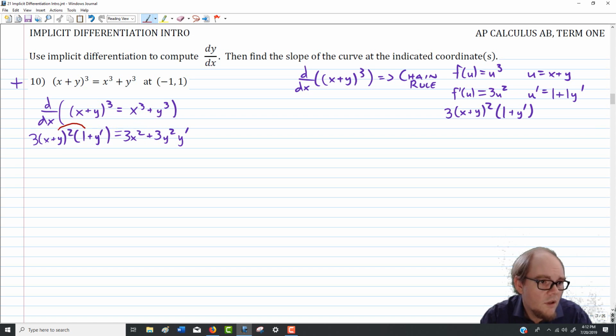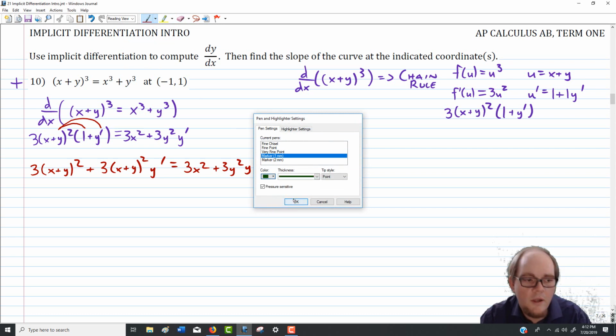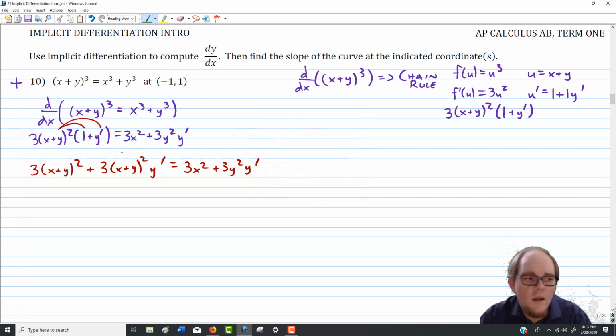I'm going to distribute 3(x plus y) squared to each of the two terms in that (1 plus y prime) factor. When I do, I'll get 3(x plus y) squared plus 3(x plus y) squared y prime is equal to 3x squared plus 3y squared y prime. Now a couple moves here to go through, and I hope this is going to be okay. Always trying to keep things as clean as possible while working through. Notice that all four terms have a 3. I'm going to go ahead and multiply the entire thing by 1/3. I don't want to write it again though, so please forgive me for just nerfing the 3's as I work my way through. There we go, there's our stuff.